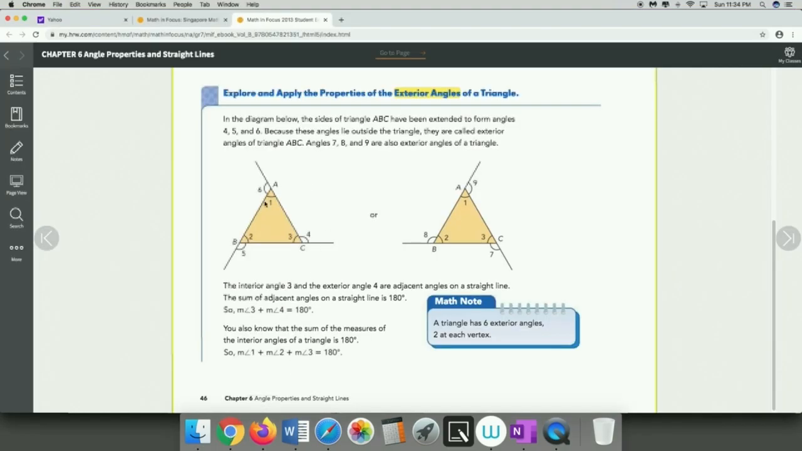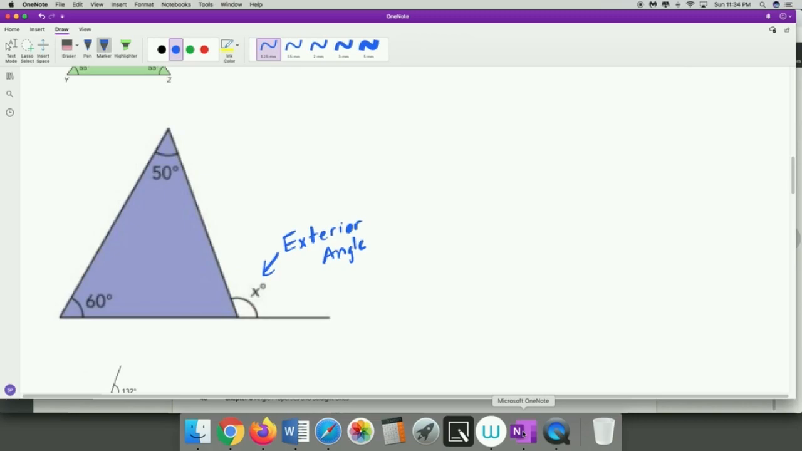If you look in your book here, see 1, 2, and 3, these are my interior angles. But if you just extend each one of the sides of the triangle, you now have 4, 5, and 6, which are exterior angles. And then if you just extend them the other way, you have angles 7, 8, and 9. So every triangle has 3 interior angles and actually has 6 exterior angles.